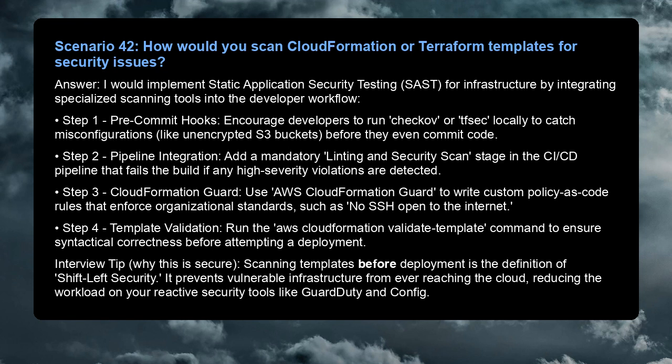Use AWS CloudFormation Guard to write custom policy-as-code rules that enforce organizational standards, such as no SSH open to the Internet. Step 4. Template validation. Run the AWS CloudFormation validate-template command to ensure syntactical correctness before attempting a deployment.